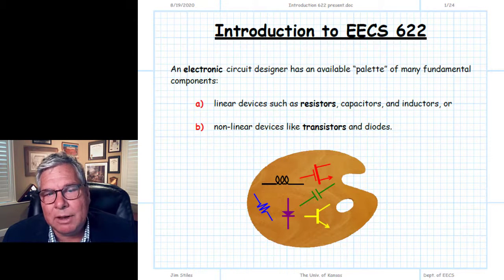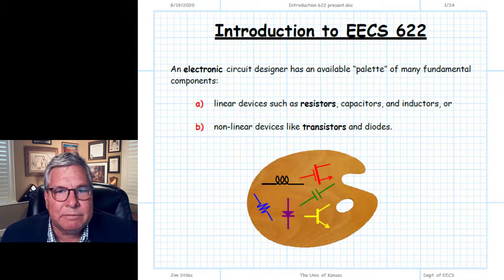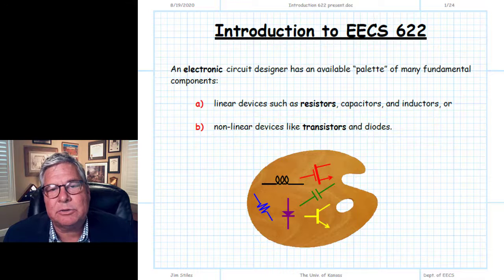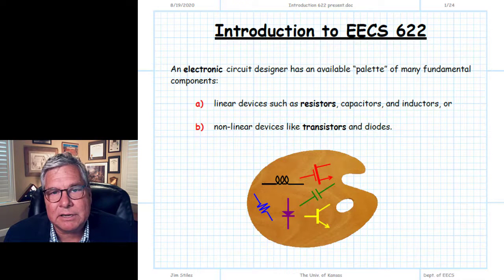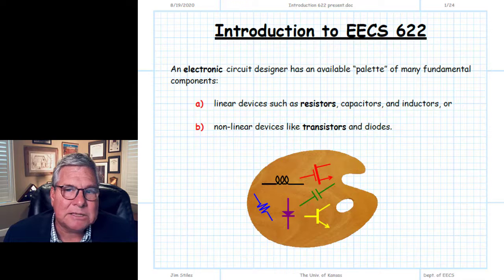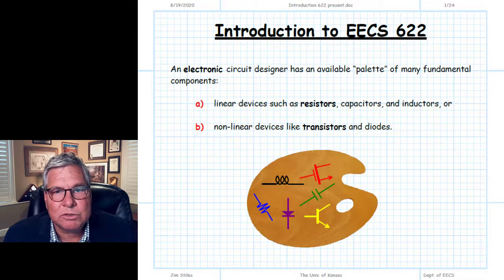Now I want to go through a presentation to give you some idea of what we're going to be doing in this class in EECS 622 and perhaps more importantly, why we are trying to learn these things. What's the significance of what we're trying to accomplish? One of the things you might be asking is how is this different than other courses that you have taken or might have taken in our department?